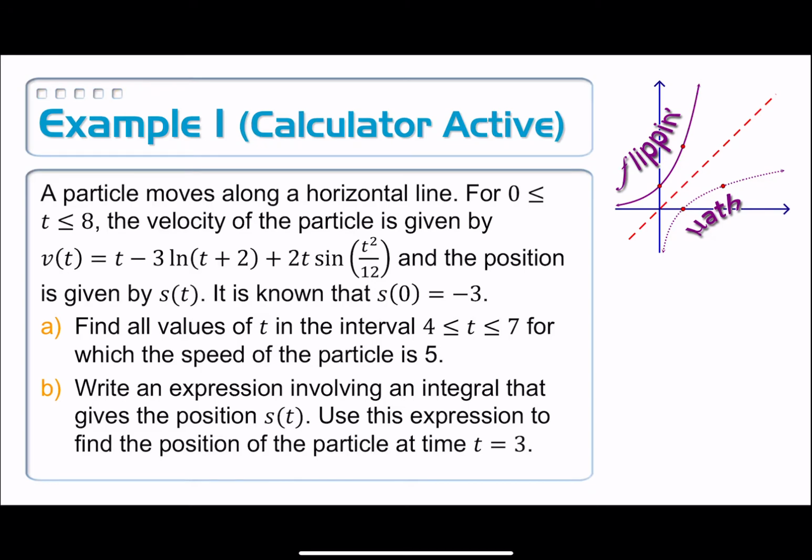Part A, find all values of t in the interval from 4 to 7, for which the speed of the particle is 5. Part B, write an expression involving an integral that gives position s of t. Use this expression to find the position of the particle at t equals 3. Common question types for sure.